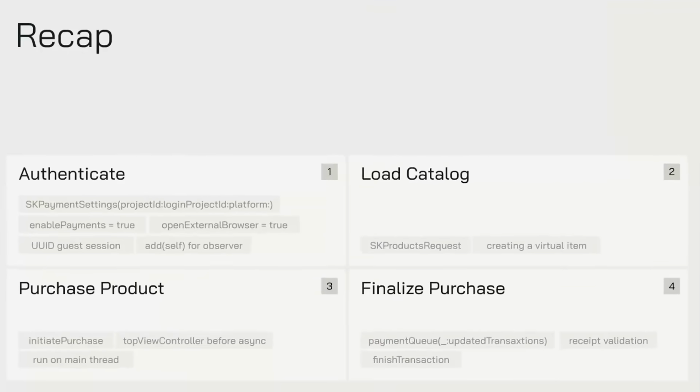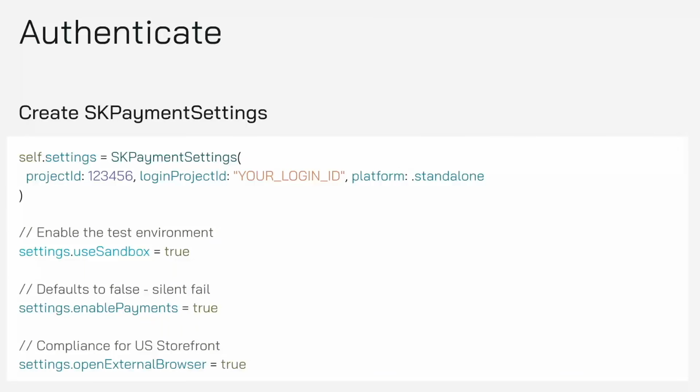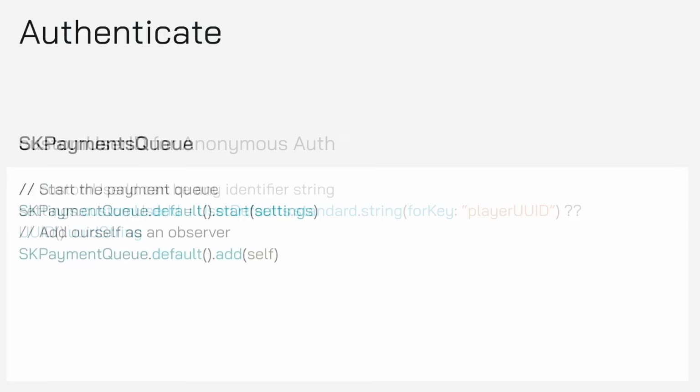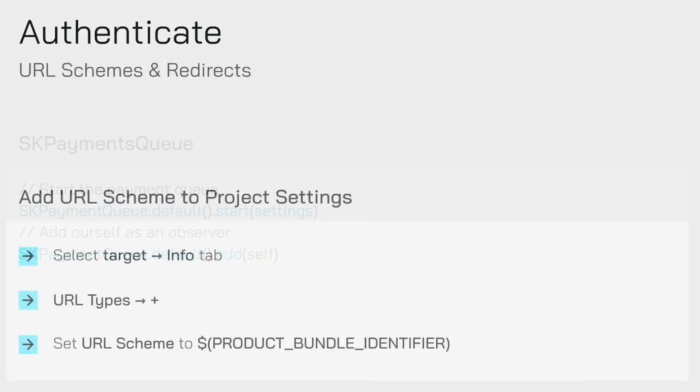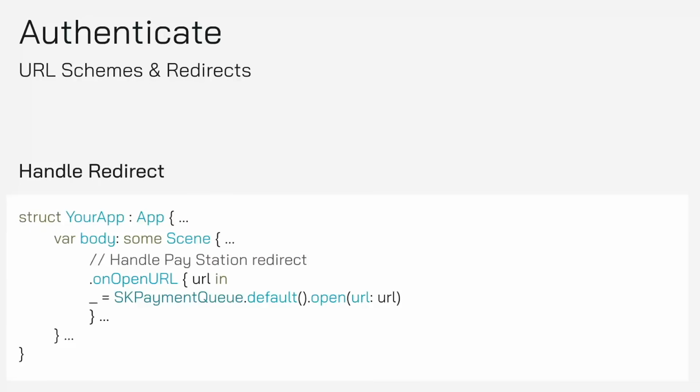The first of our 4 steps is authentication. You'll create your SKPaymentSettings object, passing in your project ID and login project ID. Be sure to configure other properties, like enabling payments, setting open external browser to true for US storefront compliance, and, during testing, setting use sandbox to true. For client-side authentication, we'll set a custom user ID, which can be any unique identifier. You'll then kick off the SKPaymentQueue, passing in your settings and adding an observer. We'll then set up our URL schemes and redirect, first adding a new scheme to our project, then wiring in the redirects to our settings, and making sure that we're handling it properly.